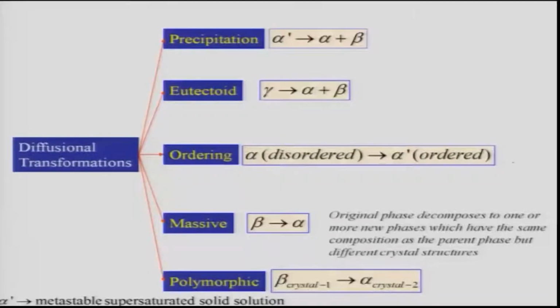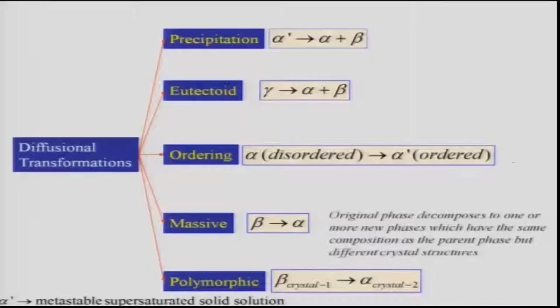So, first we will take up the diffusional transformations. As you know, there are many solid to solid diffusional transformations. I am going to talk about a few of them in this course, but I must tell you about most of them present in the literature. The first one written here is the precipitation type. Precipitation means formation of a new phase from an old phase, and that is what is shown here, alpha prime going to alpha plus beta, where alpha prime and alpha have the same crystal structure, but beta has a different crystal structure. Alpha prime contains more solute than alpha.